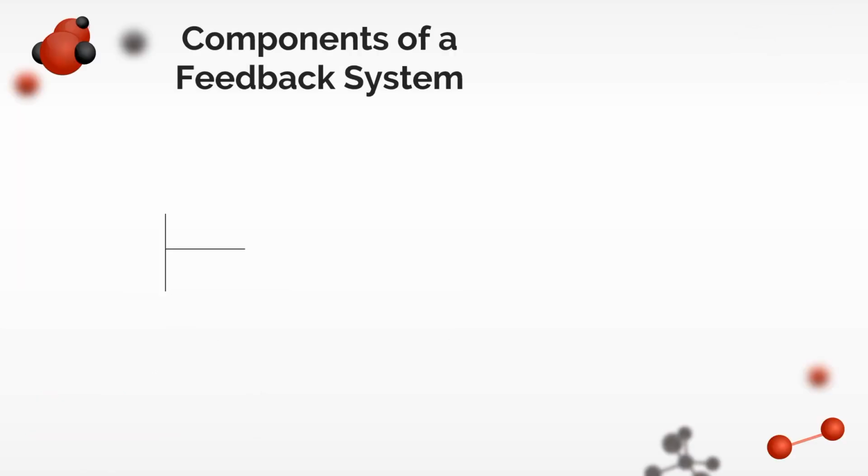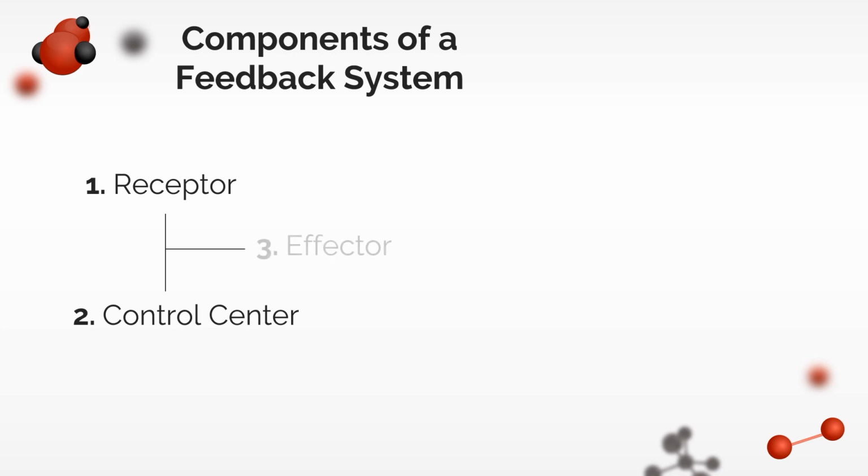Now, what are the components of a feedback system? A feedback system includes three basic components: a receptor, a control center, and an effector. A receptor is a body structure that monitors changes in a controlled condition and sends input to a control center. This pathway is called an afferent pathway.